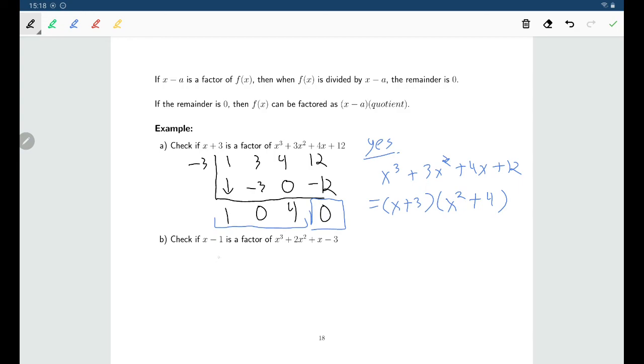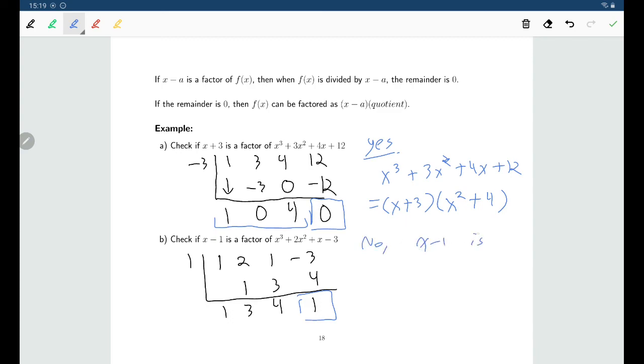We have x cubed plus 2x squared plus 1x and negative 3, and we want to check to see whether x minus 1 is a factor, so I'll use positive 1. Bring down, multiply, add. Multiply, add, multiply, add. And if we're looking at the remainder here, the remainder is 1. So the answer, is x minus 1 a factor? No. x minus 1 is not a factor.